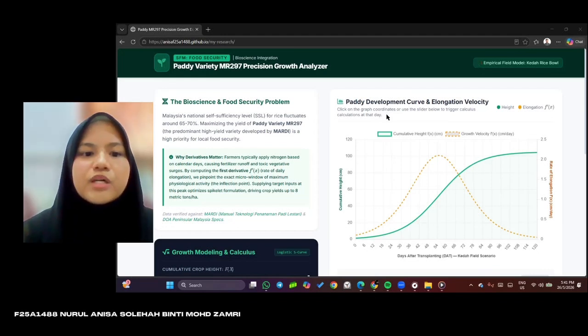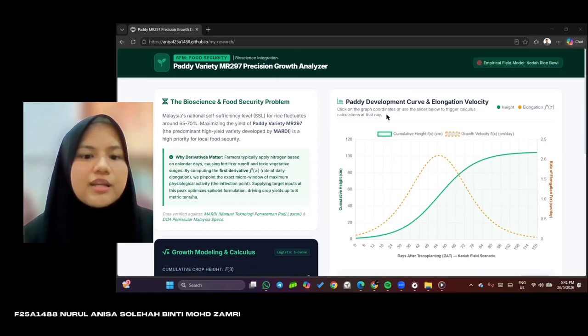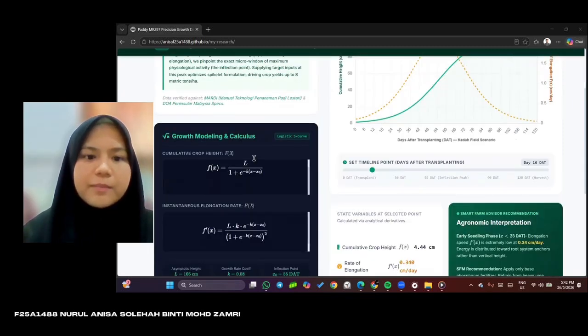developed by MARDI. The biological problem here is that farmers traditionally apply nitrogen fertilizers based on fixed calendar days. This method leads to massive nutrient runoff, environmental toxicity, and an unexpected vegetative surge that actually reduces grain yield. We are studying this specific growth dynamic.